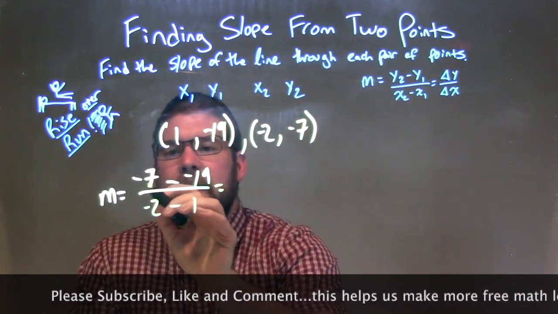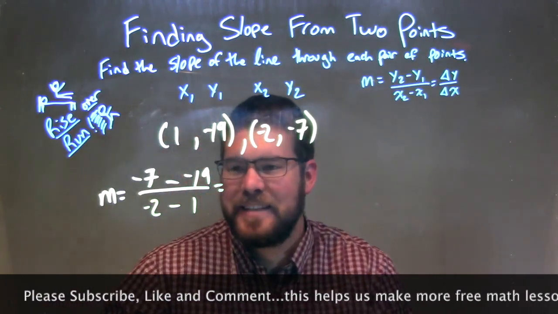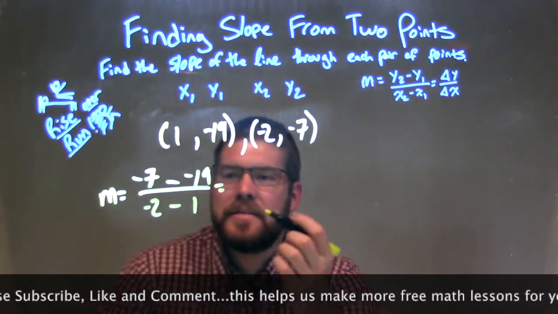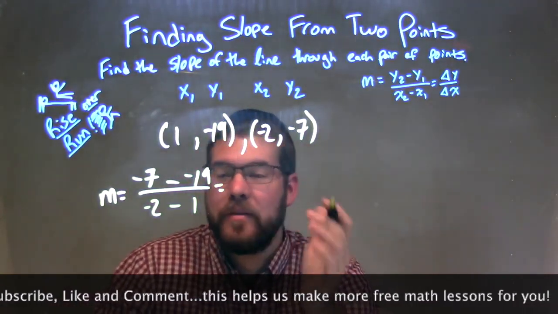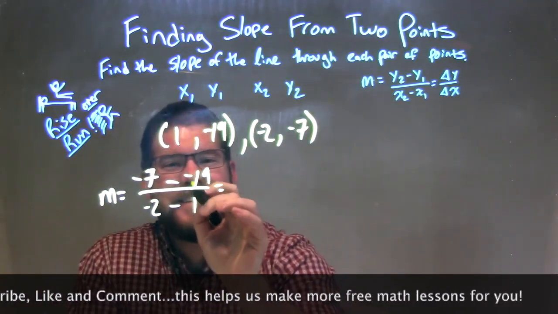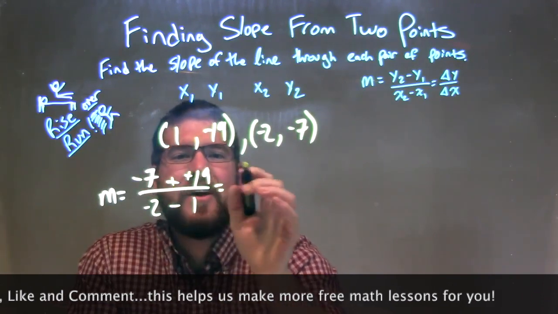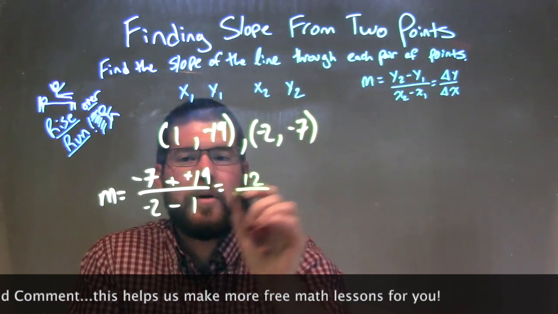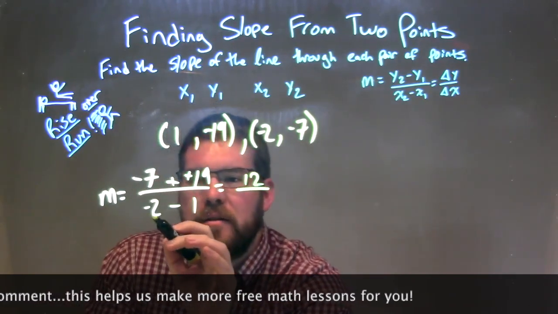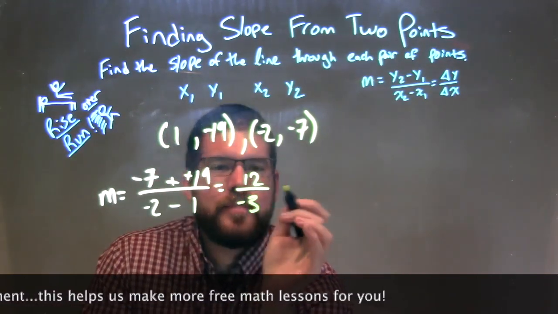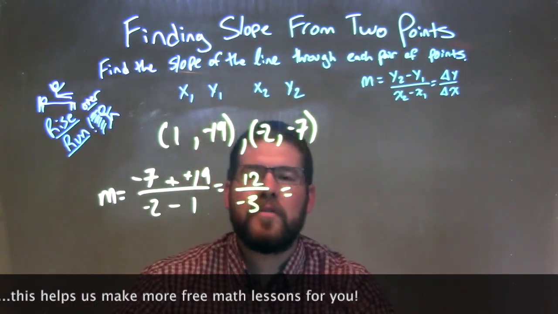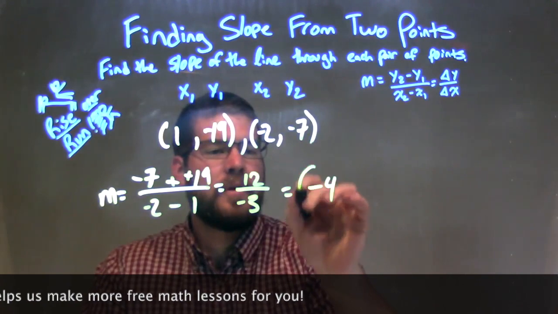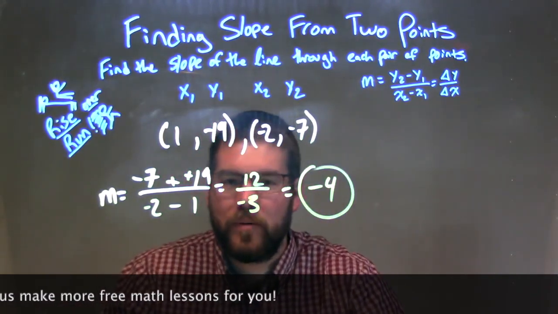So now let's simplify this. Well, we have negative 7 minus a negative 19. That's the same thing as adding a positive 19, right? So negative 7 adding a positive 19, and that gives us here a positive 12. So positive 12 over negative 2 minus 1 is negative 3. So we can simplify that. Well, 12 divided by negative 3 is a negative 4. And negative 4 is our answer. That's our final slope right there.